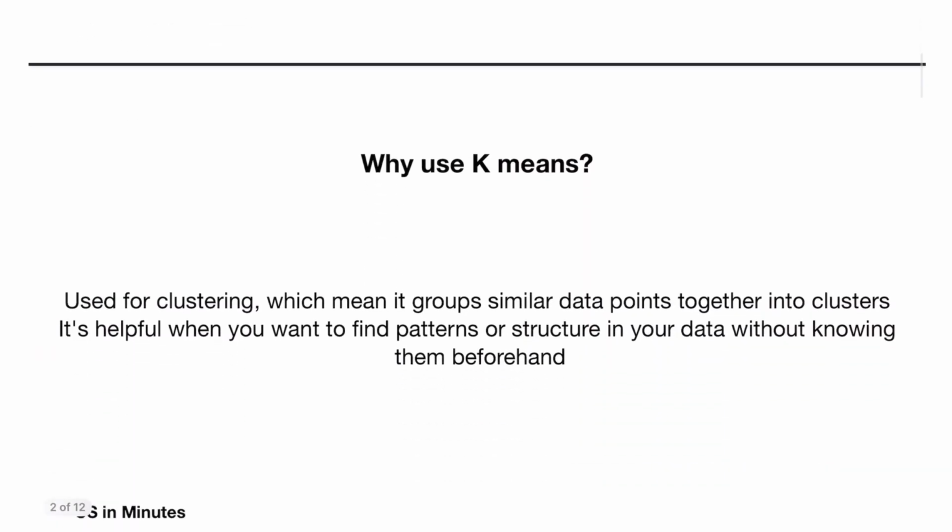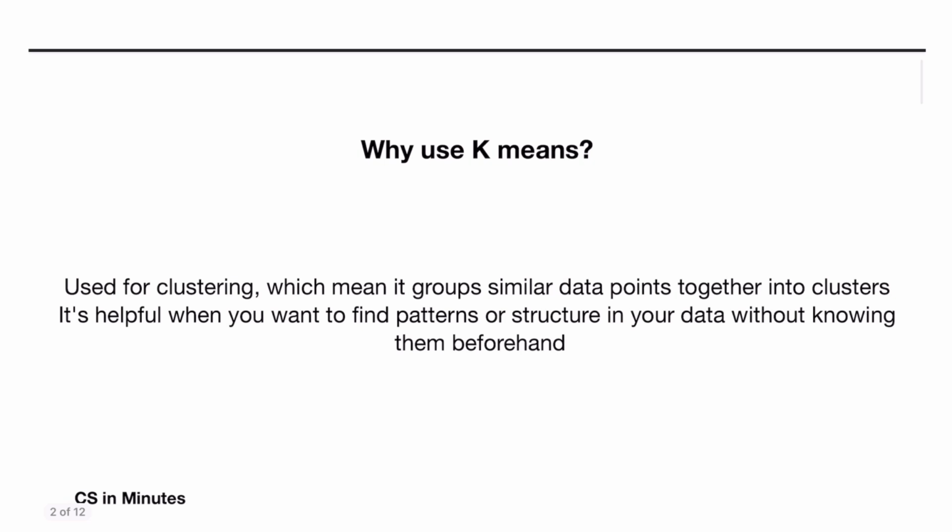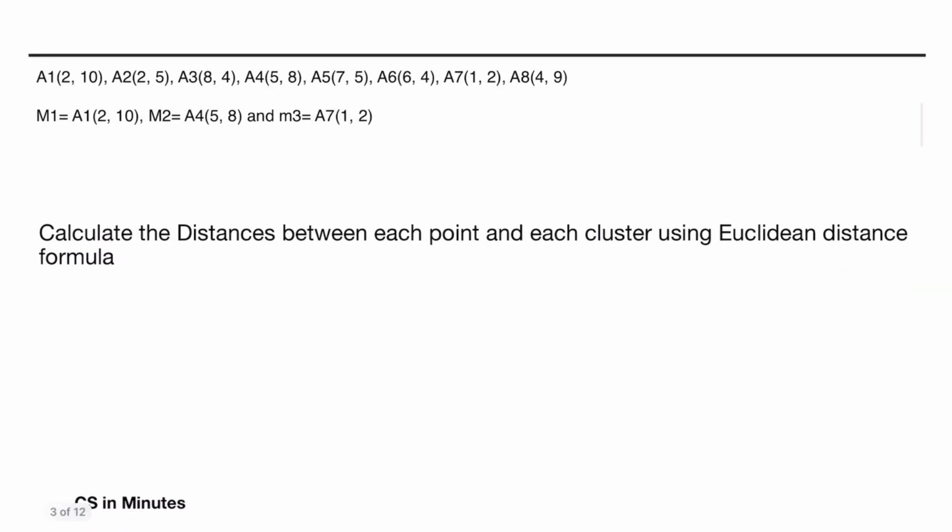In this video, we will go through an example of k-means clustering using Euclidean distance. It is used for clustering, which means it groups similar data points together into clusters. It's helpful when you want to find patterns or structure in your data without knowing them beforehand. Let's start with this question.